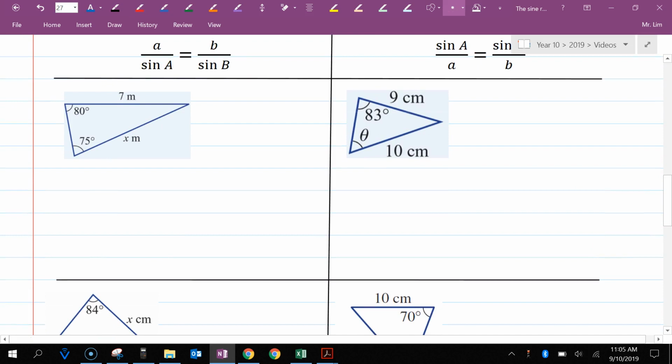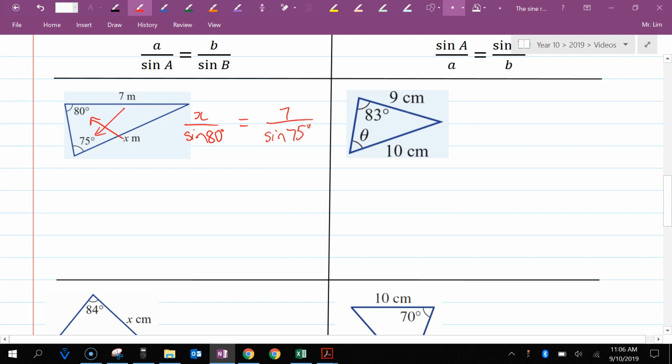We want to work out this unknown side here. We want to work out what x is. So because we're finding an unknown side, we put the side at the top. x over sine of 80 is equal to side 7 over sine of 75.